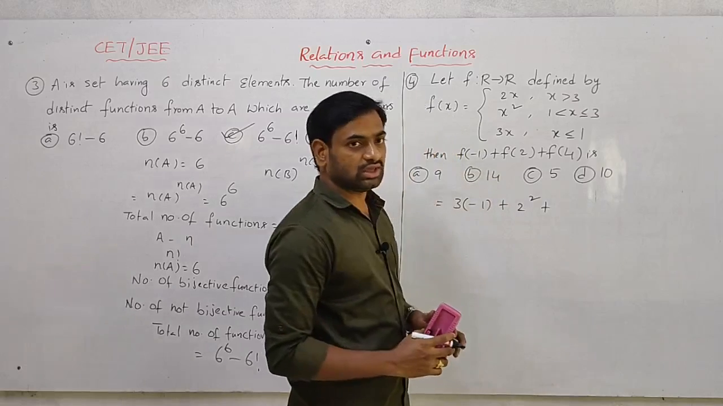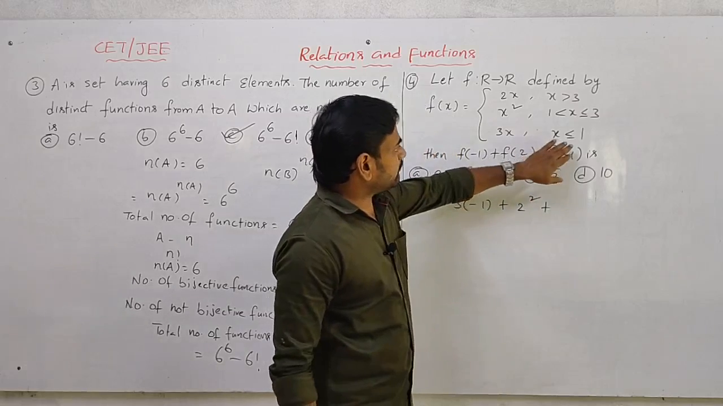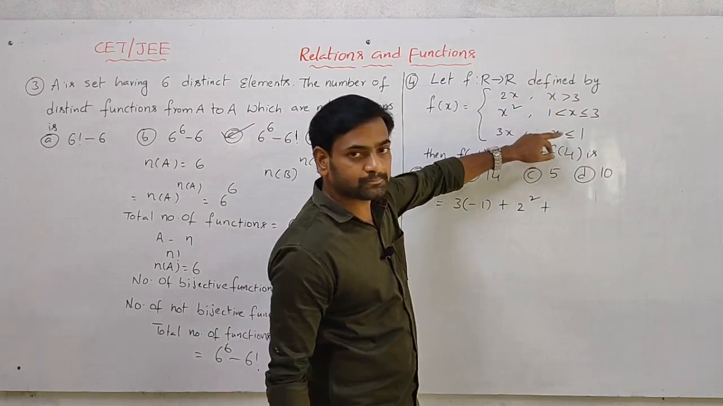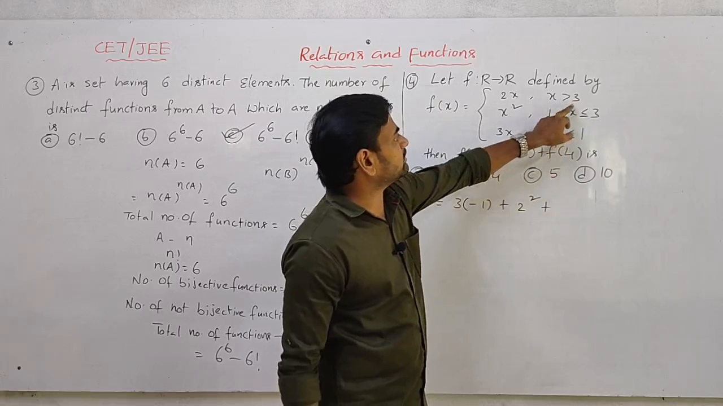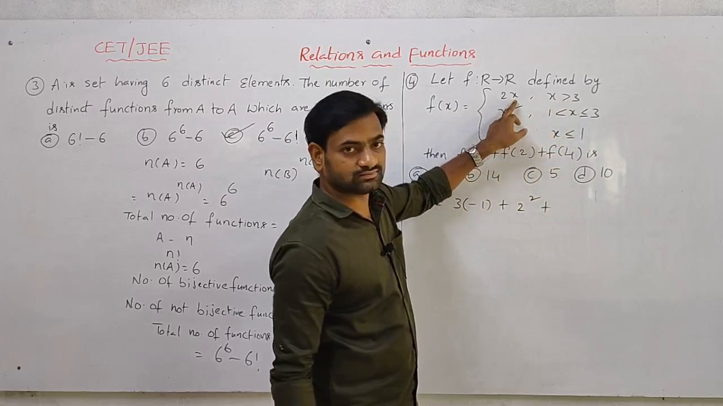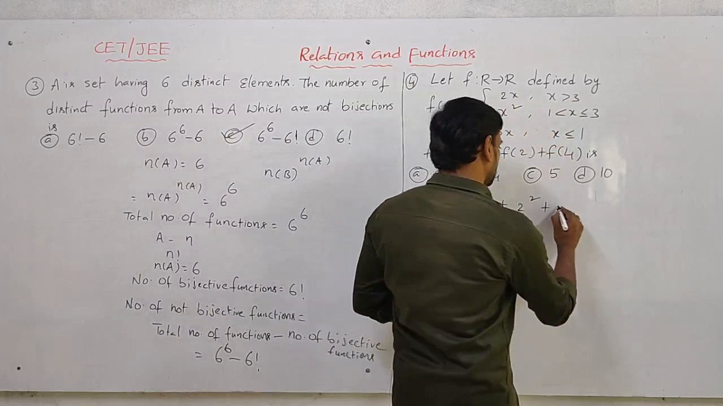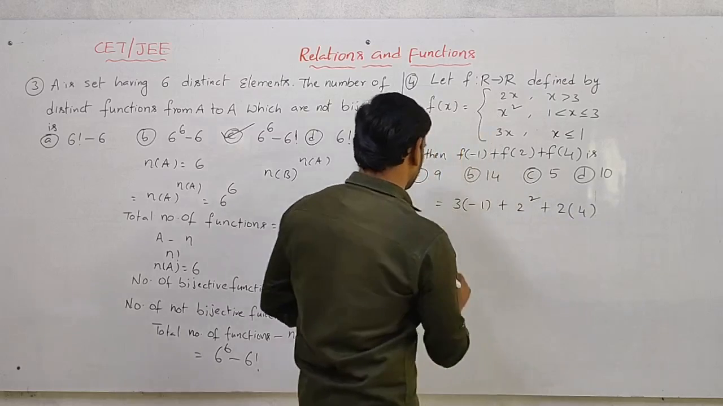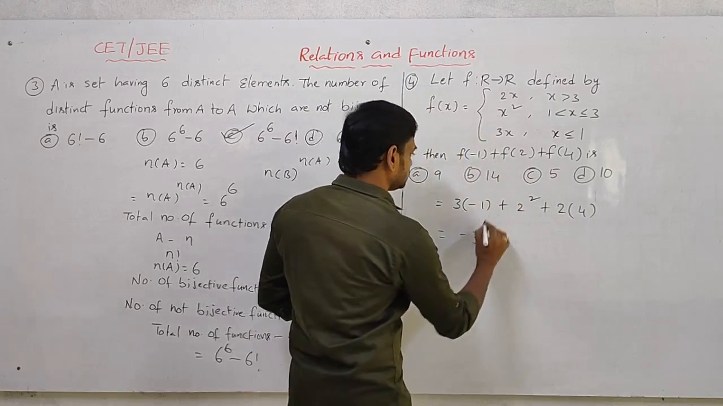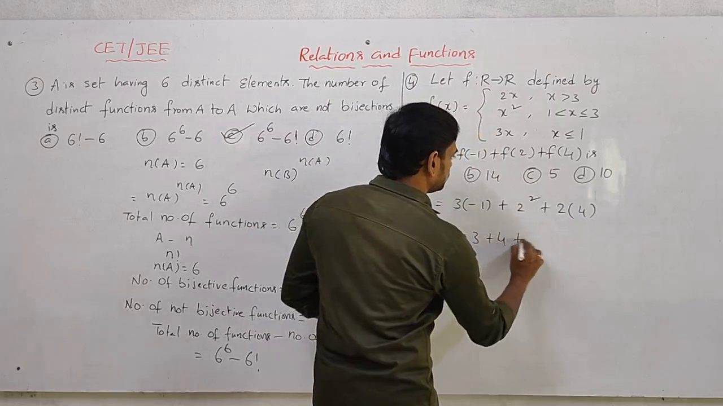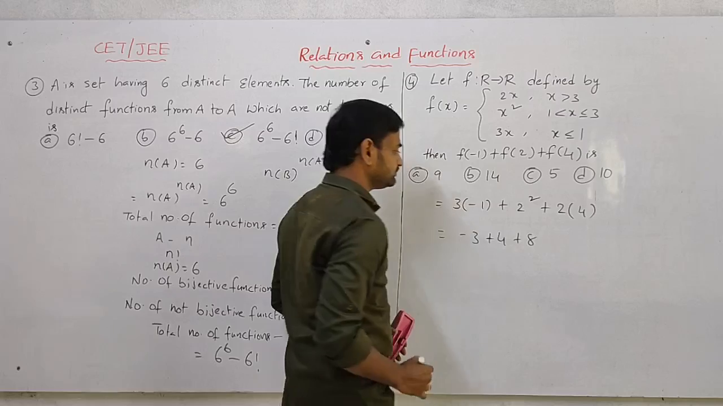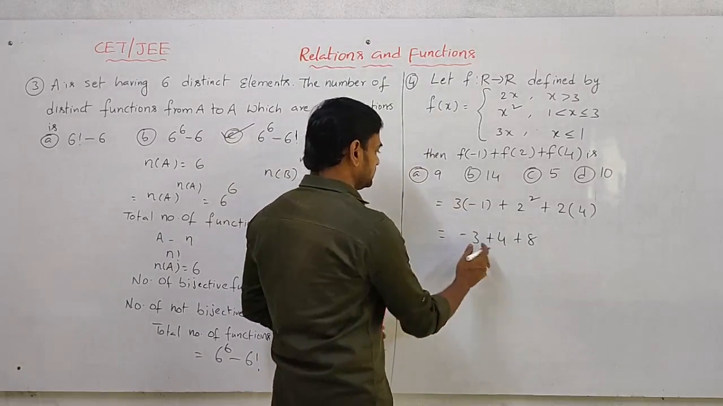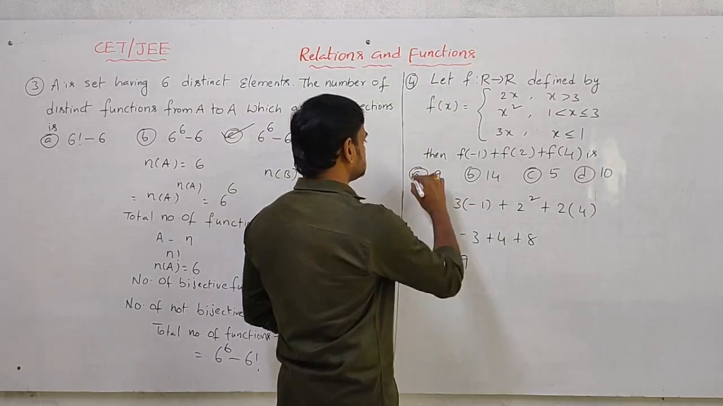Plus f of 4. 4 belongs to which one out of these 3? 4 is above 3. So I have to take this function, that is 2x. 2 into, what is the x value? 4. Now simplify this one. That is minus 3 plus 4 plus 8. So 4 plus 8, 12, 12 minus 3, that is 9. So answer is option A.